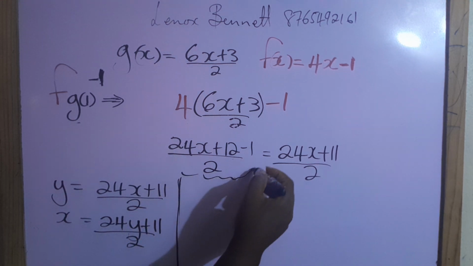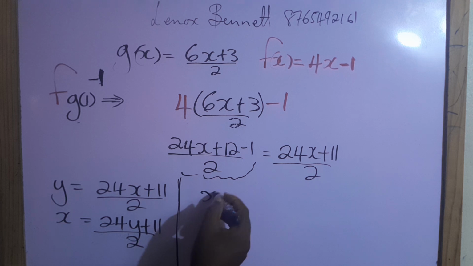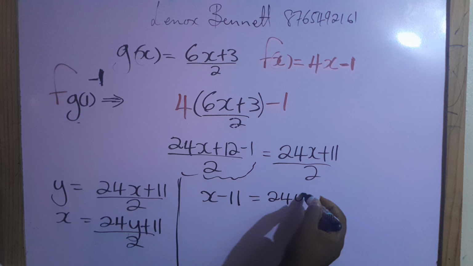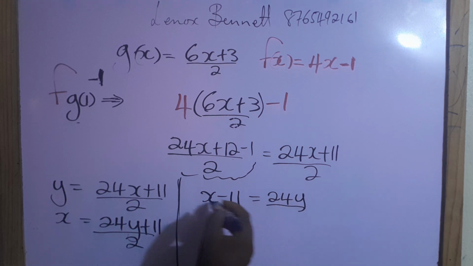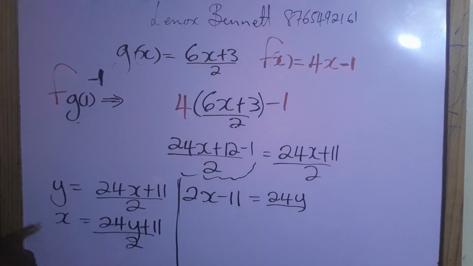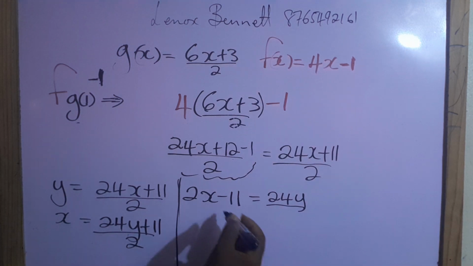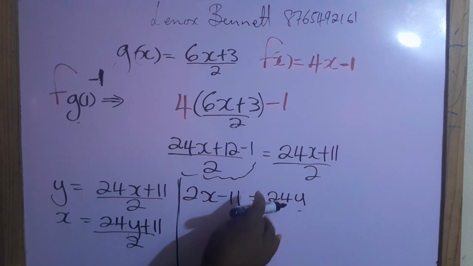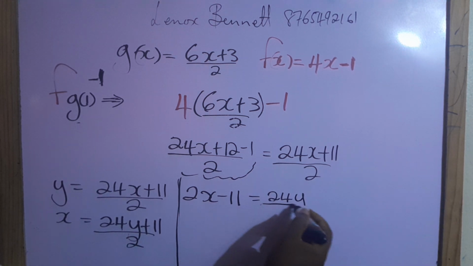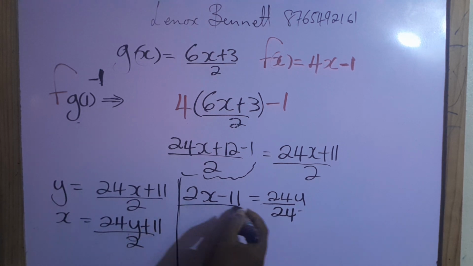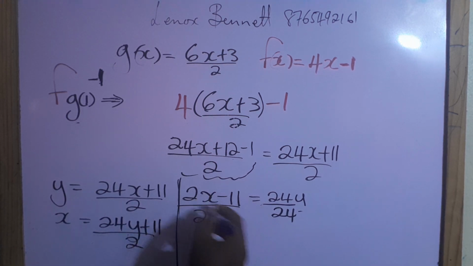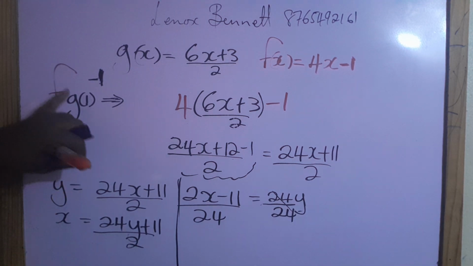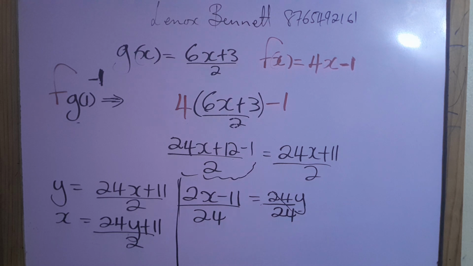First, I already showed that in the previous one, right? So it would be x minus 11 equal 24y. And we're going to times by 2 first and minus 11. And the final step, we divide by 24. So this is basically the inverse of the function now. But guess what? We need to plug 1 in the function.